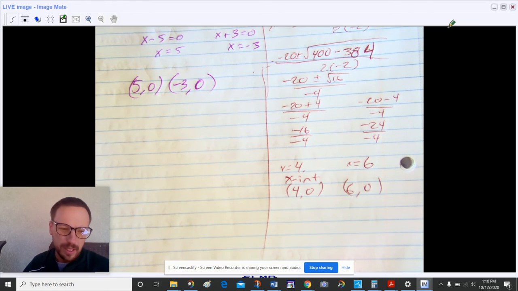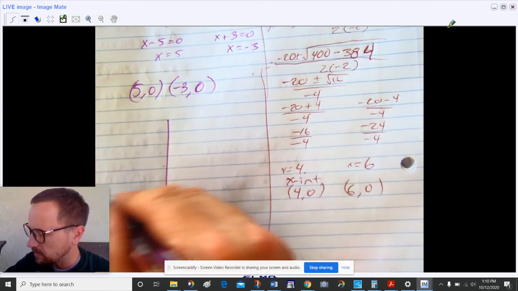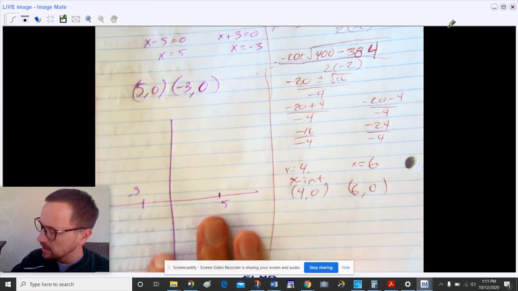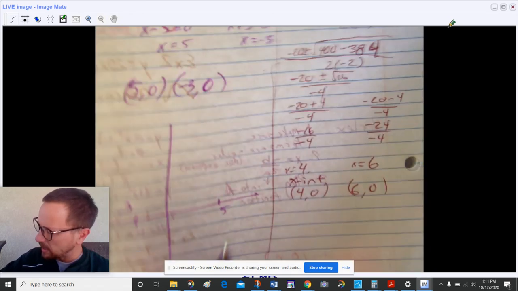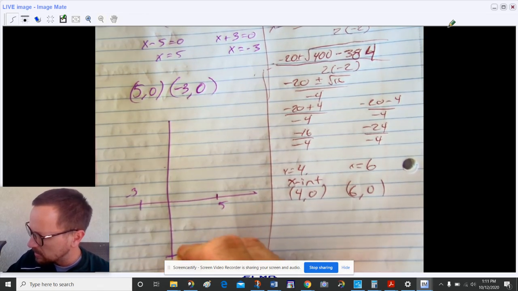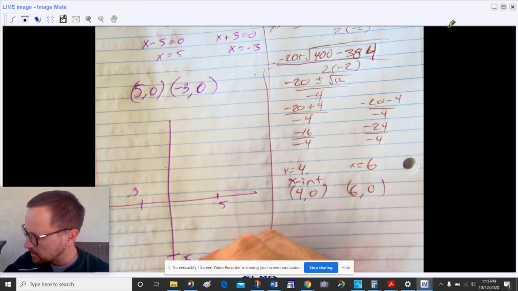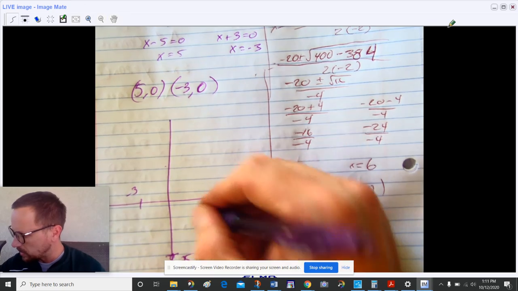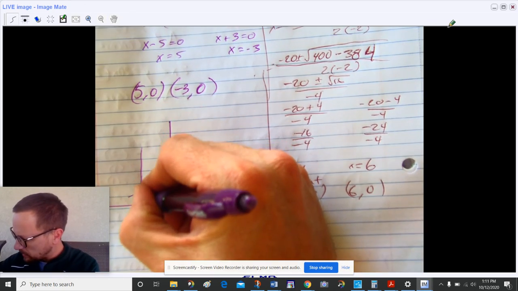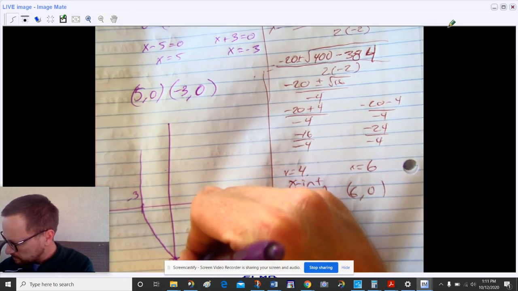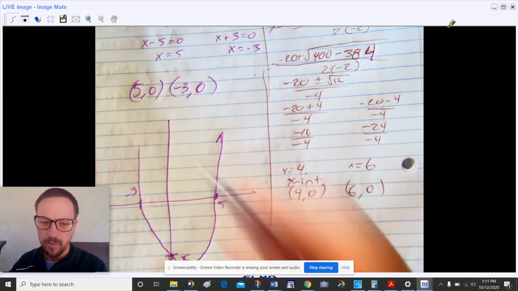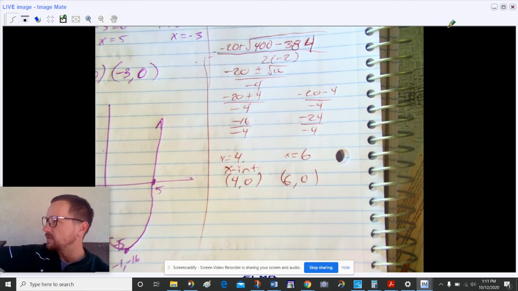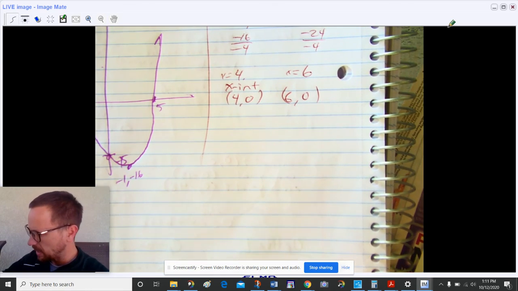And then we could take all those things and put them together into one graph. So we have 5, 0 and negative 3, 0. Our y-intercept was negative 15. We had a vertex at negative 1, comma, negative 16. And we know it's going to be concave up, so the graph is going to come through like that, except prettier. But again, you don't need to be Da Vinci. You can get away with just being Picasso.